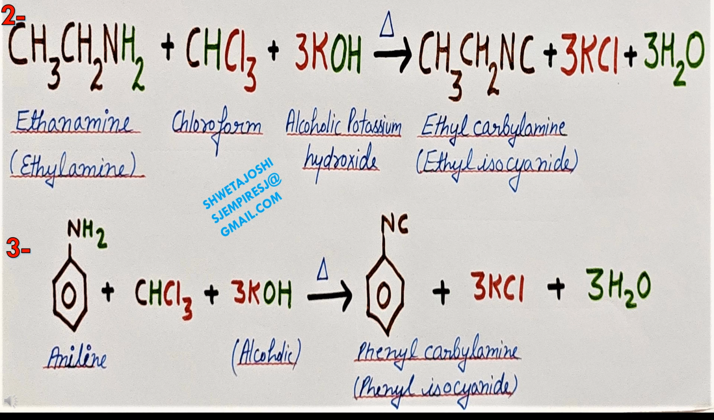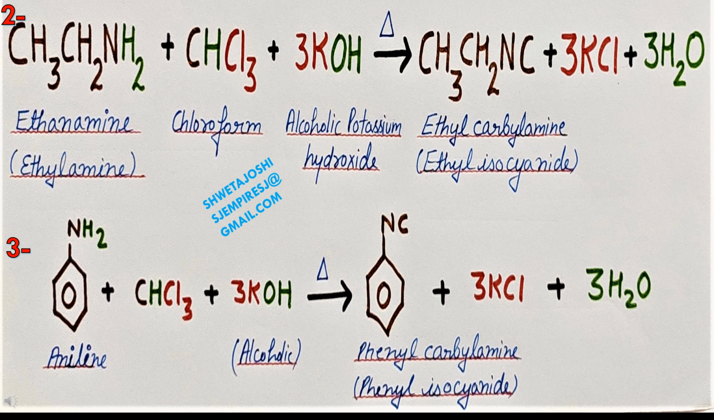If the compound contains an NC part along with the carbon atom chain, then it will be a carbylamine or isocyanide, but if it contains the carbon part attached to CN, then it will be a cyanide.